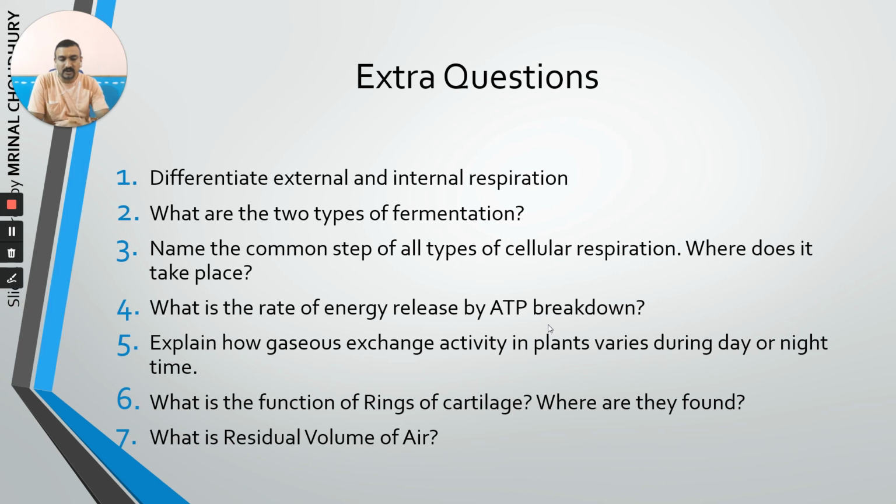How does gaseous exchange activity in plants vary during day and night time, so that compensation between respiration and photosynthesis, that explanation. What is the function of rings of cartilage? Prevents the collapsing of the trachea. What is the residual volume of air? We discussed it prevents collapsing of lungs and allows enough time for transportation of oxygen and carbon dioxide between the lungs and the blood.